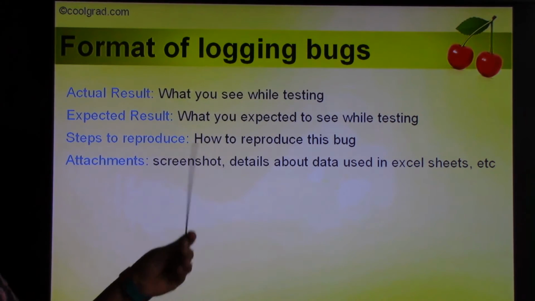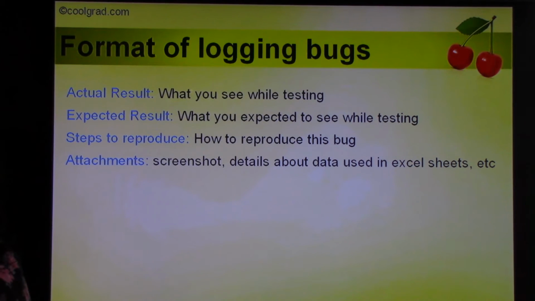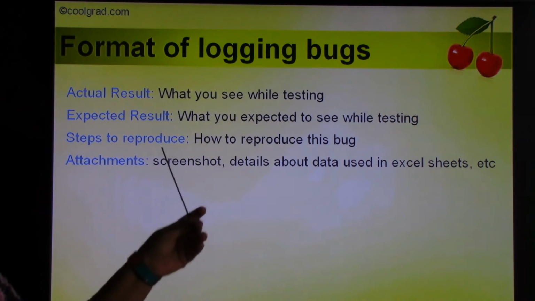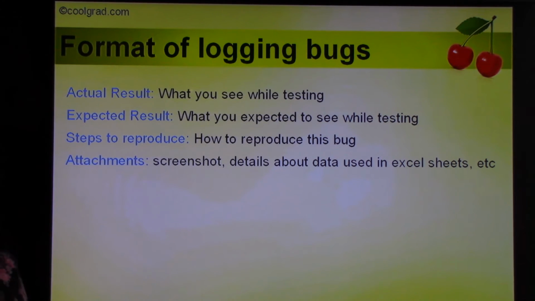Expected result. What you expected to see. How was the system supposed to behave? That's the expected result. And steps to reproduce. How to reproduce this bug. What exactly did you do? What login credentials did you use? Which browser did you use? Which operating system did you use? And what did you do step by step? How did you get this bug? You have to let them know so that they can reproduce it.